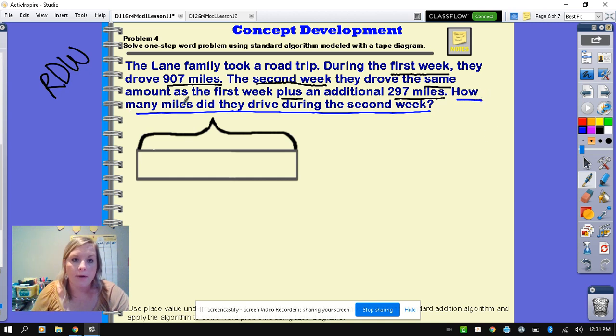Well, how many miles tells us that we're going to be adding, but we need to make sure we know what we're adding. So I'm going to come down here, and I'm actually going to add on to this tape diagram. So I'm going to show this as week 1, and this part as week 2. The things that we do know is that we drove how many? 907 miles in week 1. Okay, so 907 first week.